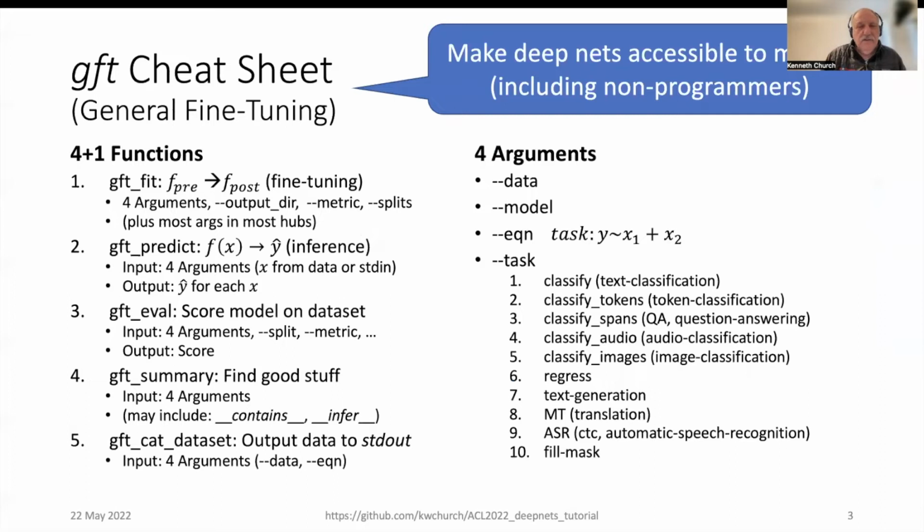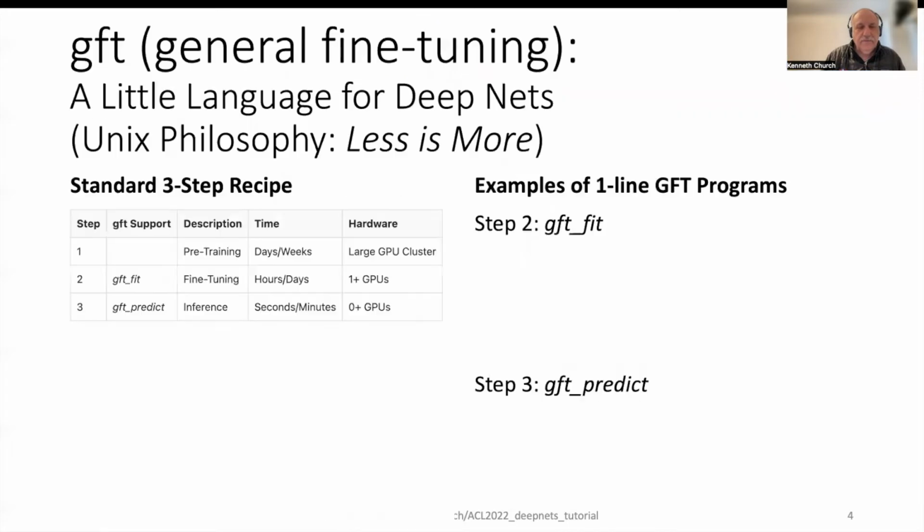So here's this general fine-tuning little language. It has 4 or 5 functions, 4 main arguments, and we'll show lots of examples of this. The standard recipe for deep nets looks like this. There are 3 steps. You start with a pre-trained model, and then you add to this fit and predict. And we're going to emphasize fit and predict.